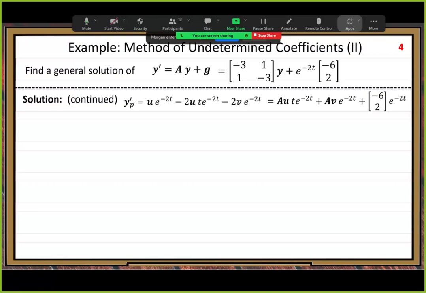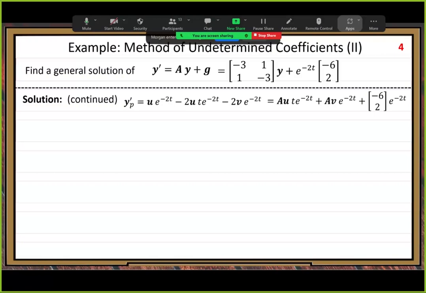Yeah. This function is different from those two. These two functions are the same. We can combine these two terms, right? Yeah. We can combine the terms. All right. Here, these two functions are the same. We can combine the two terms.